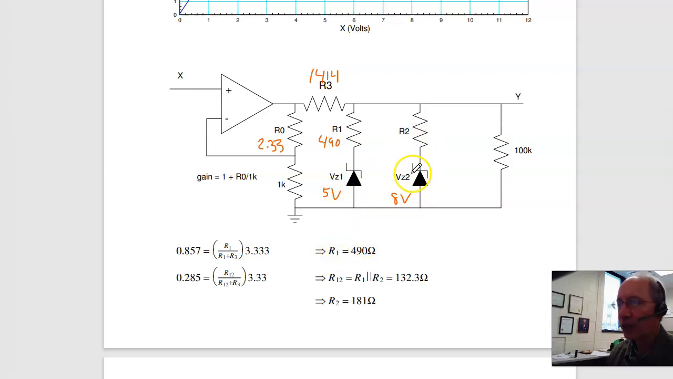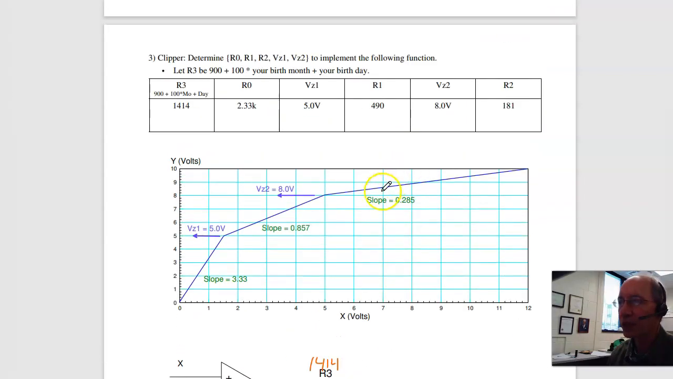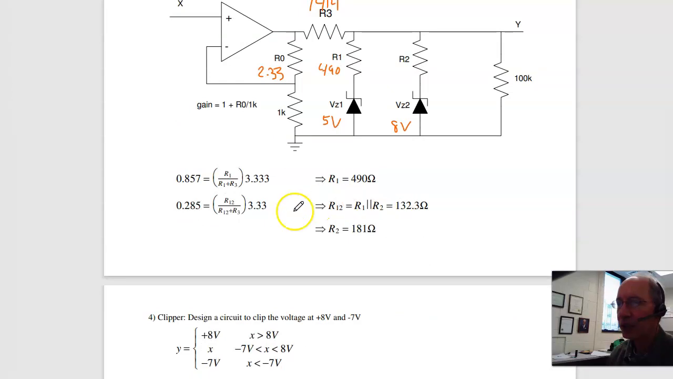When Zener 2 turns on, think Thevenin equivalent. I've got a Thevenin voltage, Thevenin resistance. The resistance determines the slope. And in the resistance, these two are in parallel. The slope is 0.285. Change in Y per change in X, 0.285. So 0.285 is the parallel combination of R1 and R2.